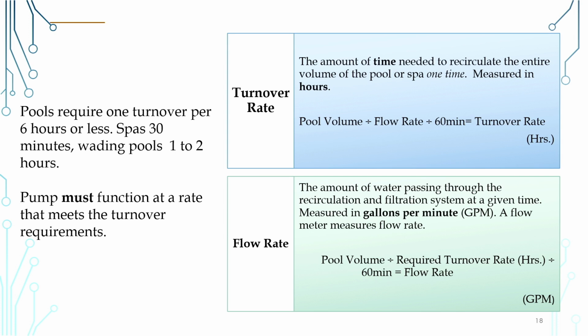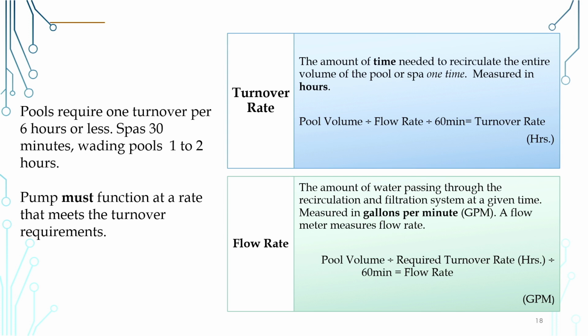The amount of time needed to recirculate the entire volume of the pool one time is the turnover rate. So you take the pool volume and divide it by the flow rate divided by 60 minutes, and that gives you your turnover rate in hours.